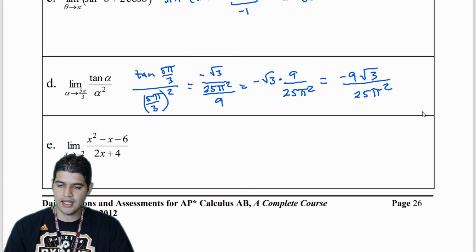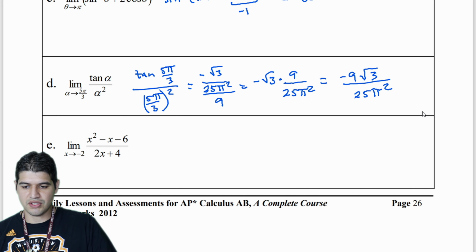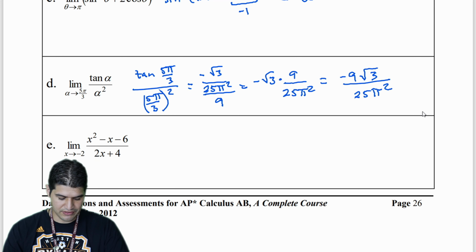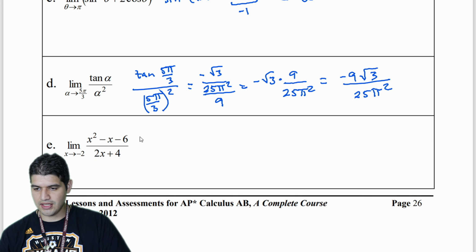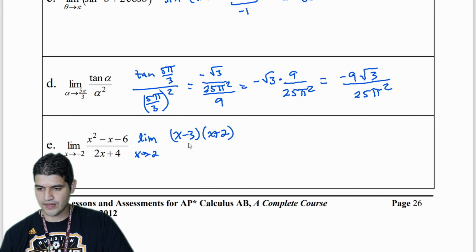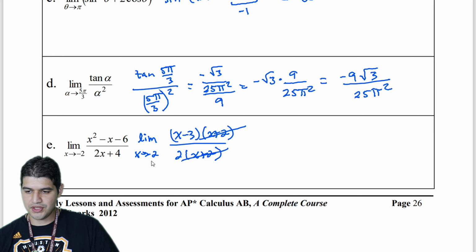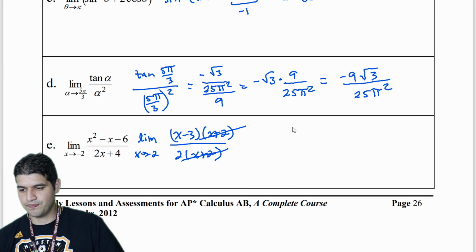Okay, in part E, I have the limit of x squared minus x minus 6 over 2x plus 4 as x approaches negative 2. Let's actually rewrite this. So the limit as x approaches negative 2, because I can see that things are going to factor. So in my numerator, I've got x minus 3 and x plus 2. And in my denominator, I have 2 times x plus 2. So those are going to divide out. And I have the limit as x approaches negative 2 of x minus 3 over 2.